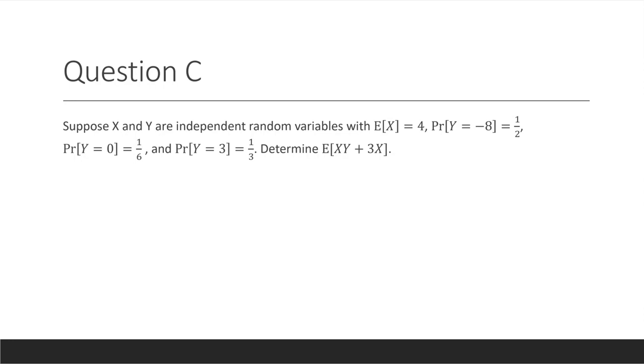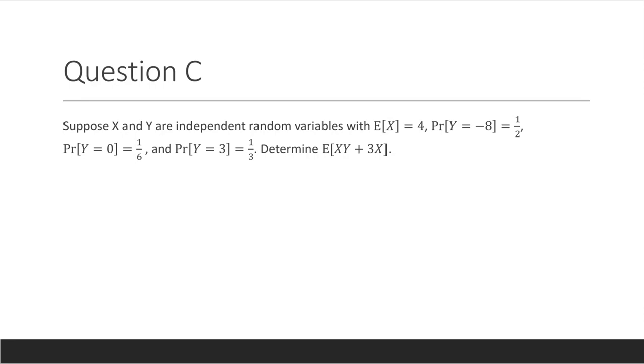Suppose x and y are independent random variables with expected value of x equals 4, probability of y equals -8 equals 1/2, probability of y equals 0 equals 1/6, and the probability of y equals 3 equals 1/3. Determine the expected value of xy plus 3x.